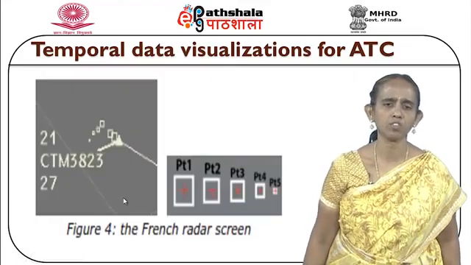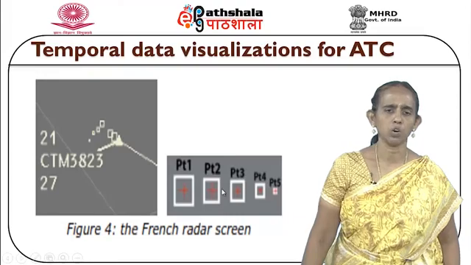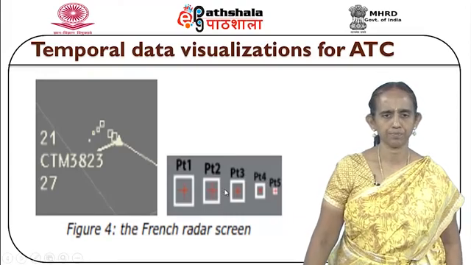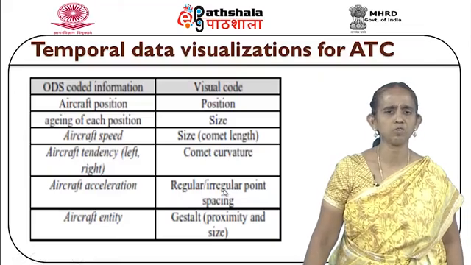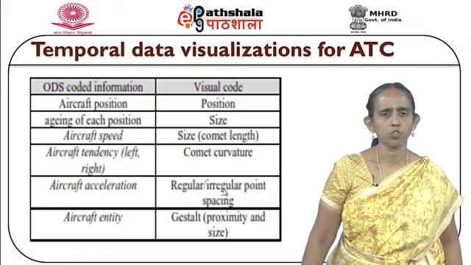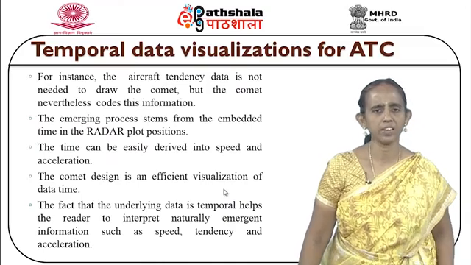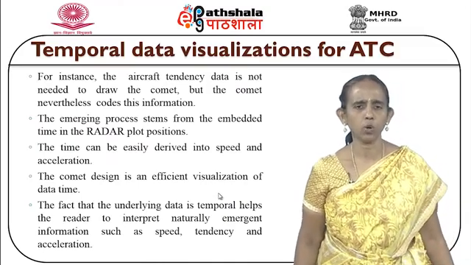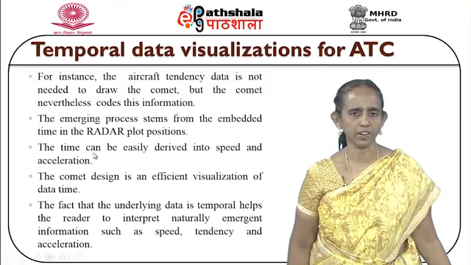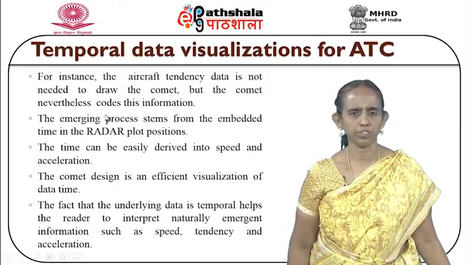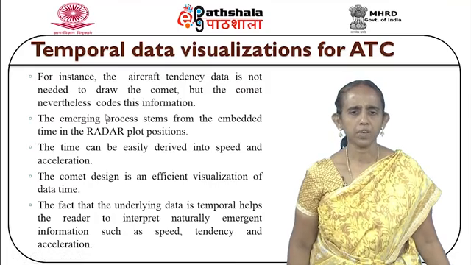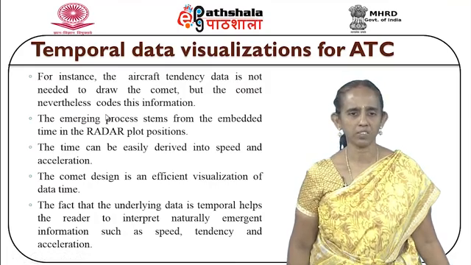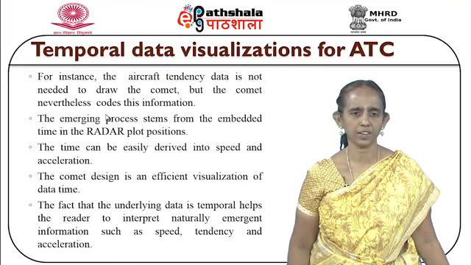Proximity is the nearness of each and every object that is placed on the screen. So this is how the ODS coded information is transformed into a visual code. So for instance, the aircraft tendency data is not needed to draw the comet, but the comet nevertheless codes this kind of information. The emerging process stems from the embedded time in the radar plot positions, and the time can be easily derived into speed and acceleration. The comet design is an efficient visualization of data time.